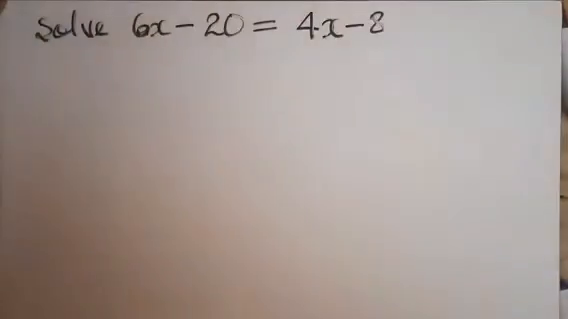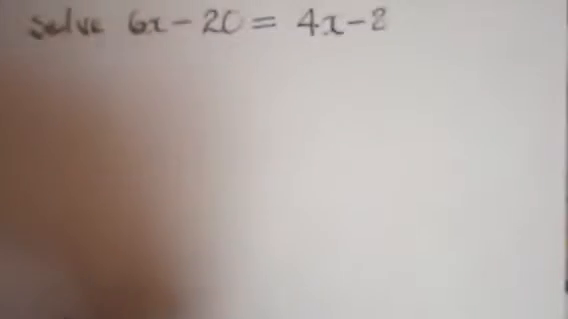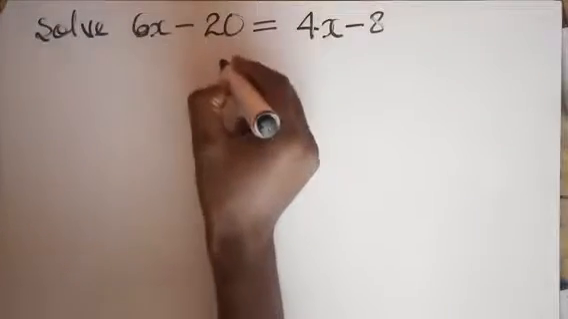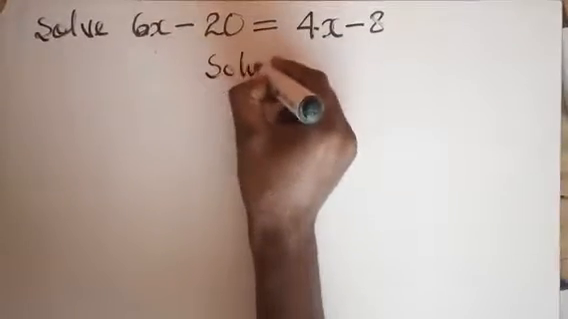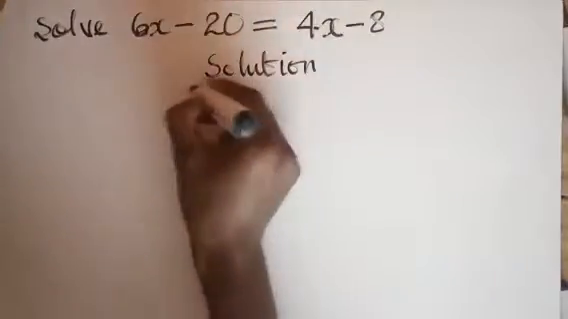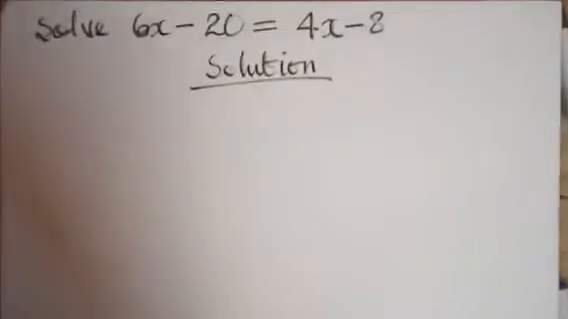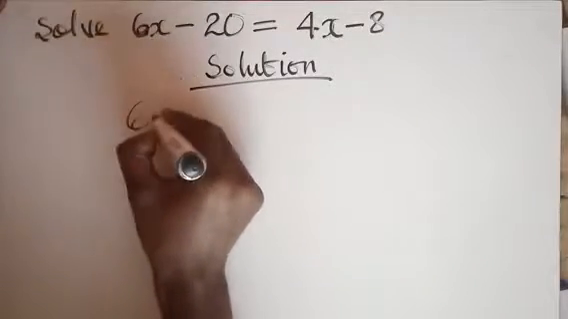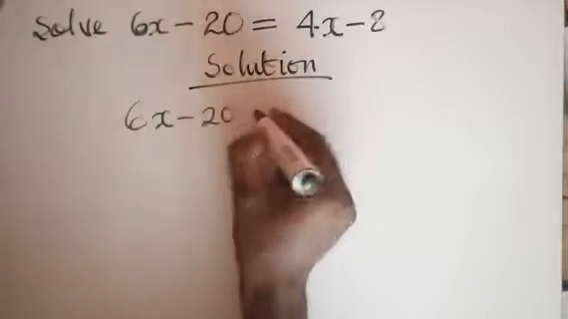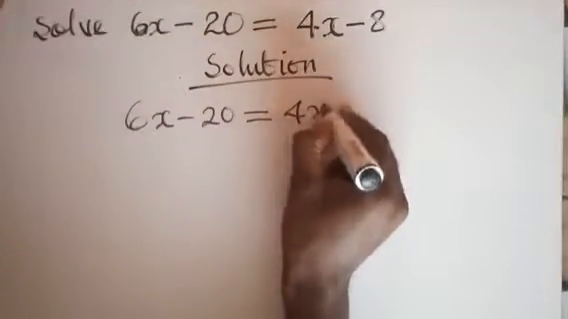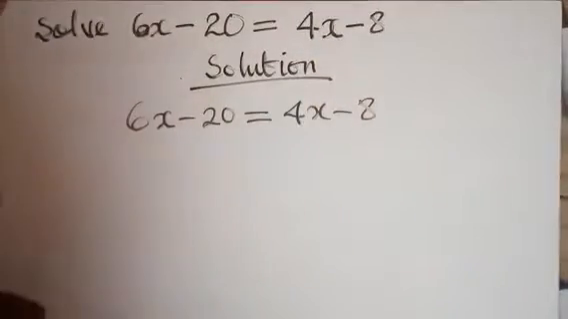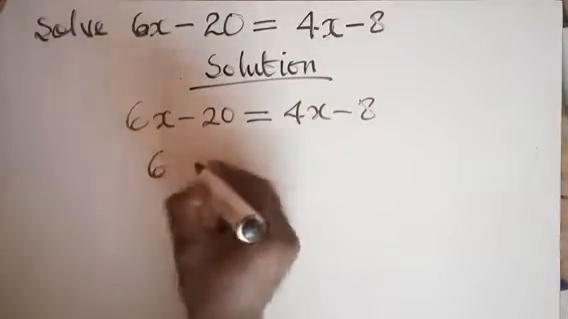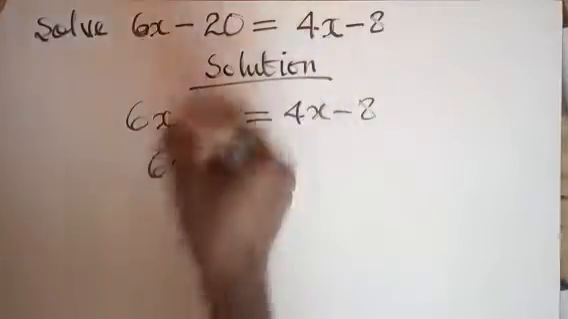Okay, so to solve 6x minus 20 equals 4x minus 8, with x on both sides of the equation. Solution: what I have to do is first group like terms. So, grouping like terms, let terms of the same kind go to one side. 6x minus 20 equals 4x minus 8. I'm going to have 6x, then 4x is smaller, so it will cross the equal sign.